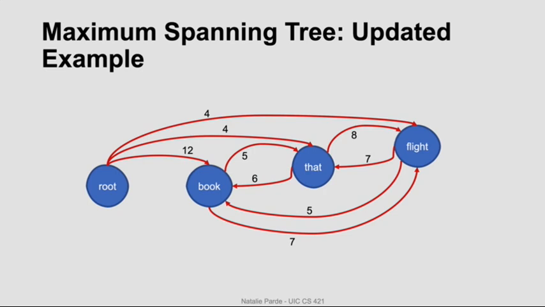It looks like for book, the highest cost incoming edge is 12. For that, the highest cost incoming edge is 7. And for flight, the highest cost incoming edge is 8. So we end up with a spanning graph that looks like this.